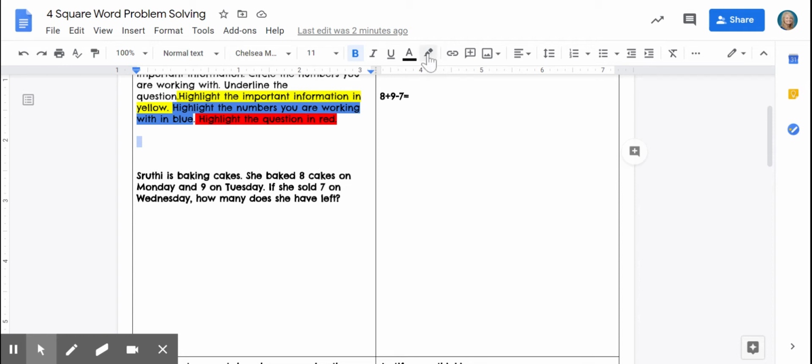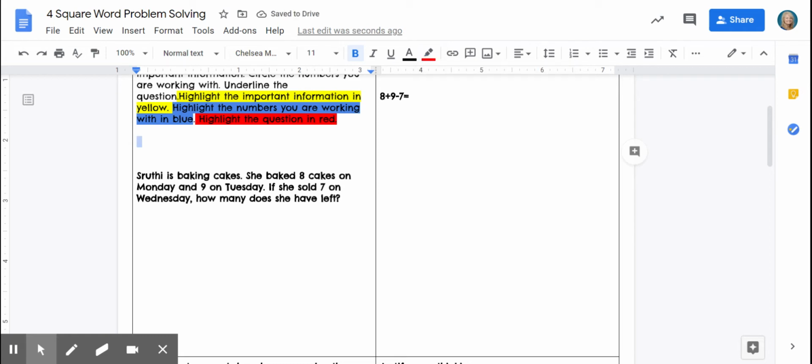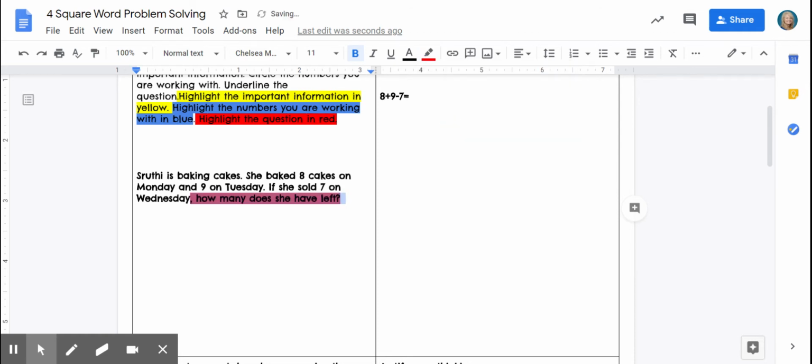I always like to start with the question so I know what it's asking me. And this is how you highlight. You click on this little highlighter up here and you click on the color. I think you have to go back. All right, highlight it first, then go up here to the highlighter and click the color. How many does she have left? That's my question. Okay.